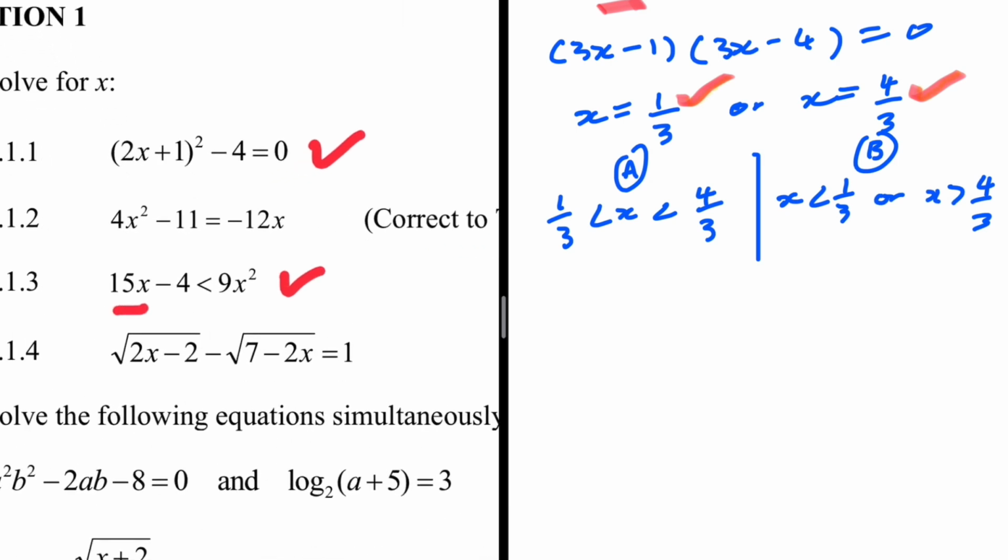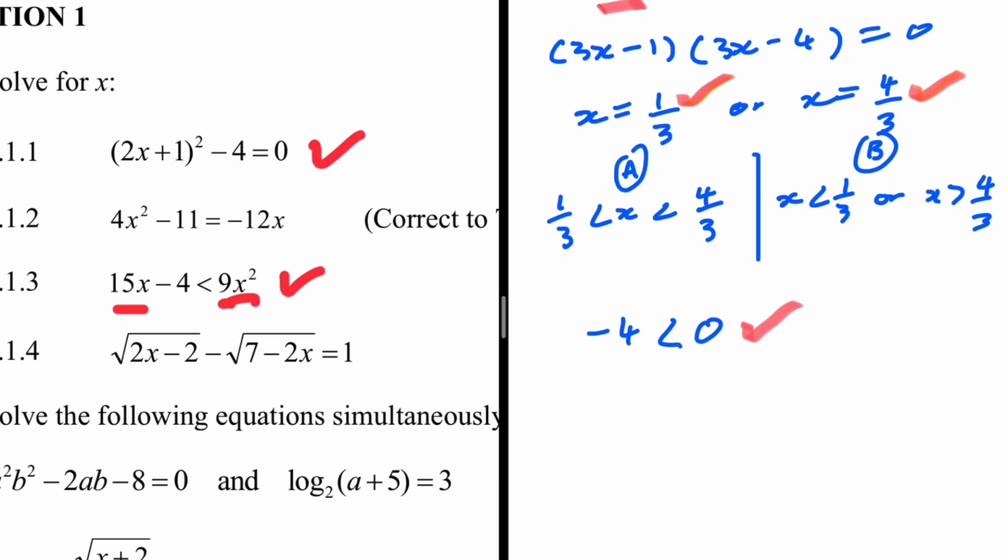15x, if x is 0, then that collapses. We are left with only minus 4 being less than. Okay, if we substitute 0 here, that collapses also. We're going to be left with 0. So is 0 greater than minus 4? Yes, 0 is greater than minus 4.